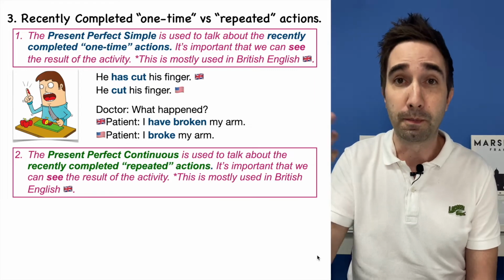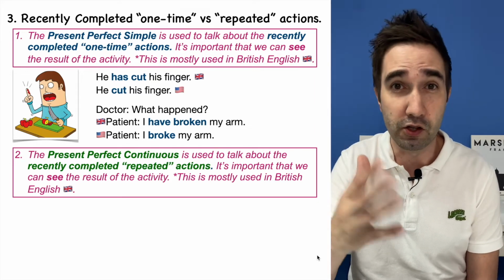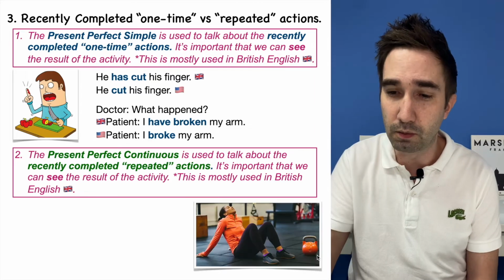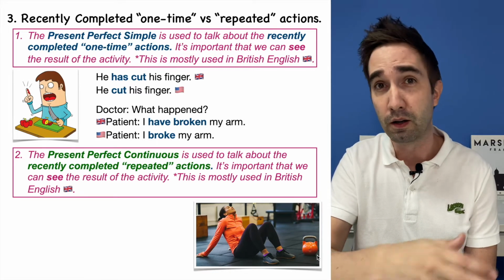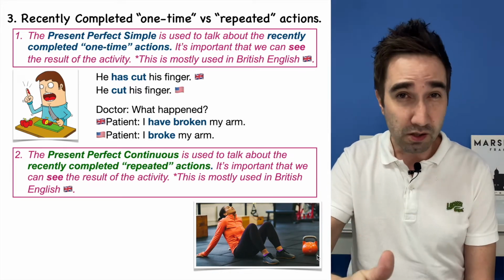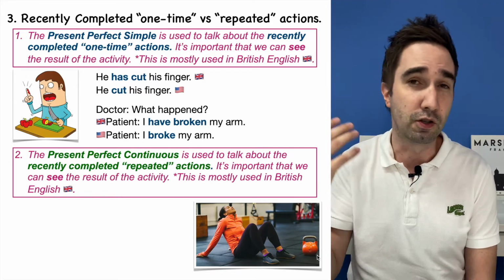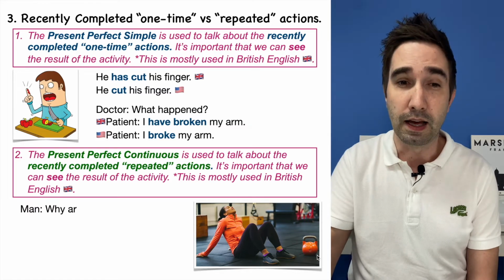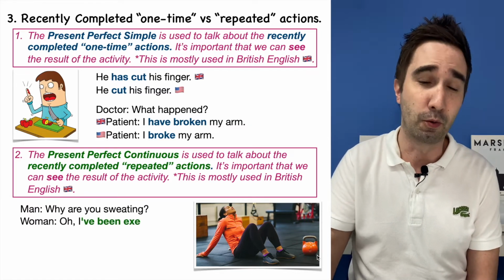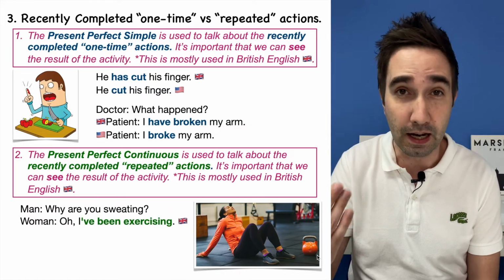All right, and then we use the present perfect continuous to talk about an action that was repeated in the past, but it's finished, it's completed, but I can still see the result. So look at this lady. Obviously, she's super tired. She's in the gym, but looks like she's finished. She's sweating. She's wearing her exercise clothes. We can see that. I can ask maybe, why are you sweating? Oh, I have been exercising.